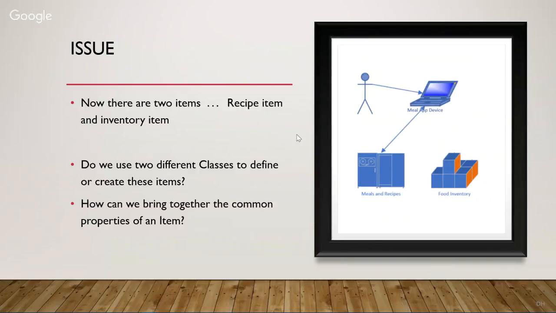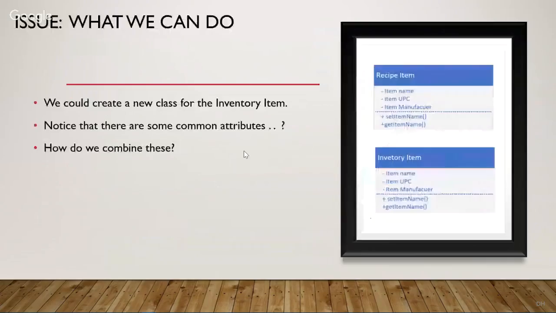So now we run into an issue. As we look at our code, we want to try and figure out how we're going to do this. We started with an item in a recipe, and now we have an item for an inventory. What do we do? Do we create a separate class for each, a recipe item and an inventory item, or can we combine common properties of each?